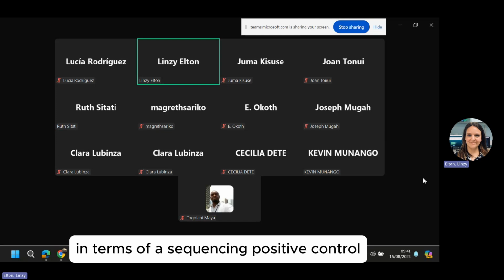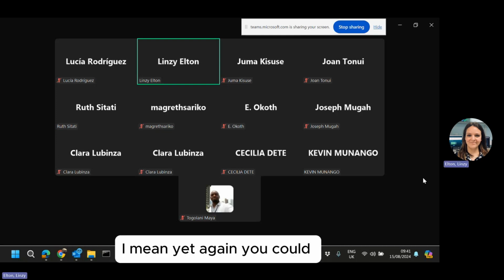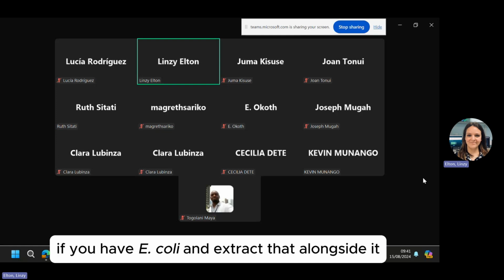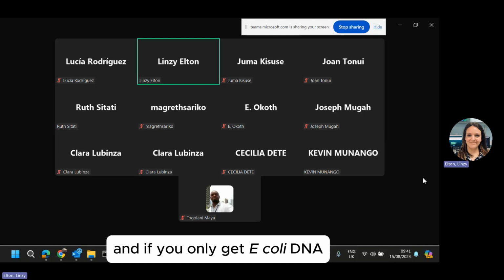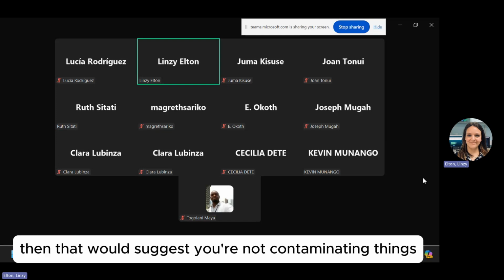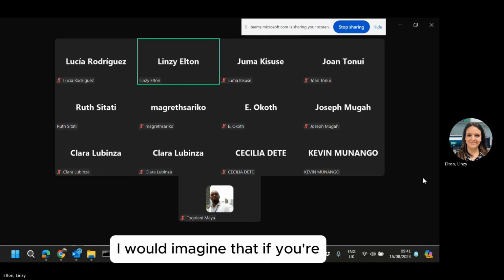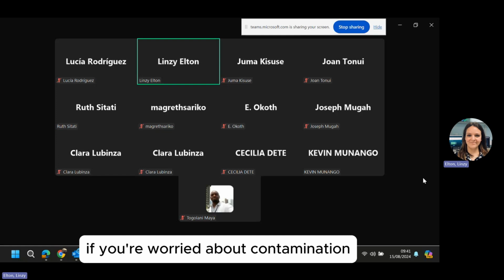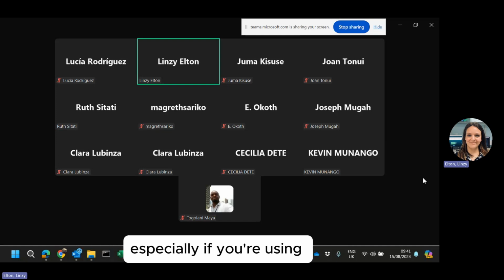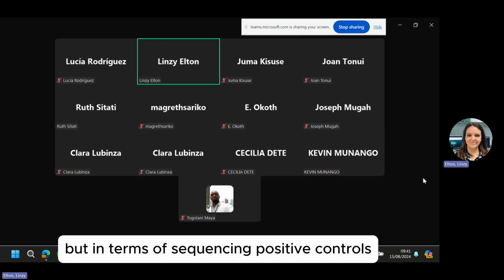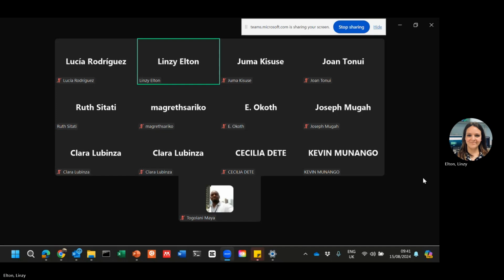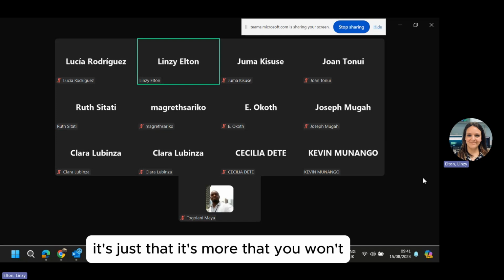In terms of a sequencing positive control, again, you could run something like E. coli, if you have E. coli, and extract that alongside it. And if you only get E. coli DNA, then that would suggest you're not contaminating things. I would imagine that if you're worried about contamination, then that would be seen in your other tests that you're doing anyway, especially if you're using the same seed culture. But in terms of sequencing positive controls, it's not really whether it's working or not. It will work. It's the extraction that would potentially be the issue, I think.